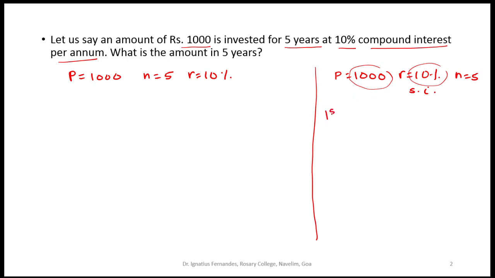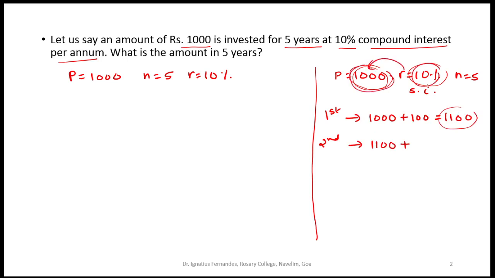So at the end of the first year the amount that we get is 1000 plus 10% of this 1000 which is 100, which is equal to 1100. At the end of the second year, again to this amount 1100 which is there presently, we again add 10% of this principal amount, that is 100, and we get 1200.